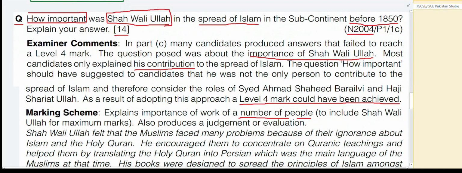Now the marking scheme also says it also produces a judgment or evaluation. What is judgment? The question says how important was Shah Waliullah in the spread of Islam. So you have to mention your judgment, whether he was important, how important, right? That is the judgment. Now the next thing, just a minute.